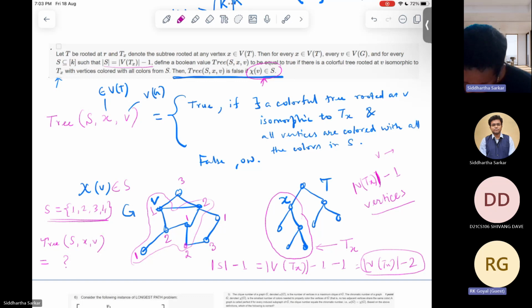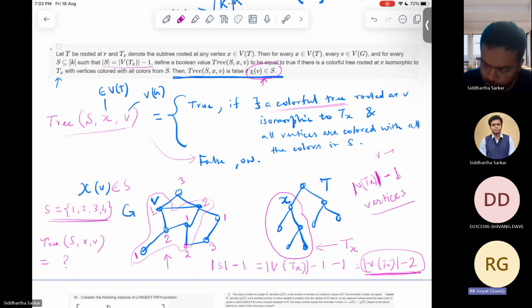So you have mod Tx minus one vertices. One of the colors is already used. Now you are left with these many colors. So for at least two vertices in this subgraph rooted at V, you will be forced to use the same color. Therefore, the colorful tree cannot be obtained, and thus this expression will evaluate to false immediately.